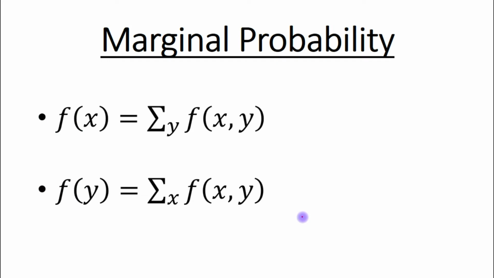Here we have given two formulas for calculating marginal probability. First one is fx, which is equal to summation of fxy with respect to y. Second one is fy, which is equal to summation of fxy with respect to x.